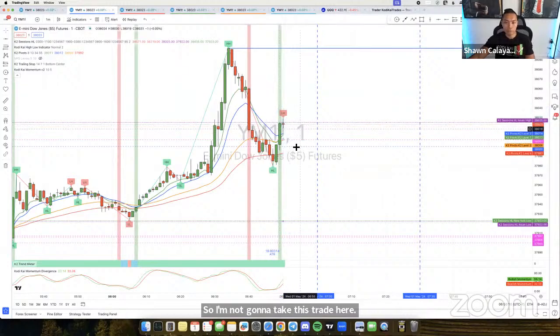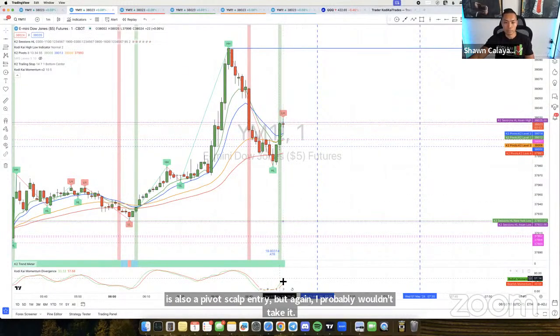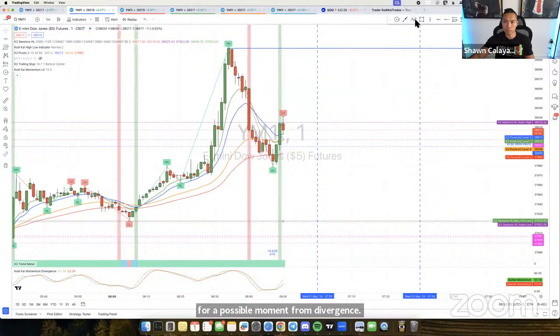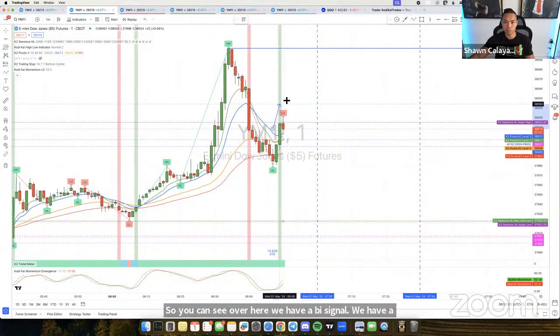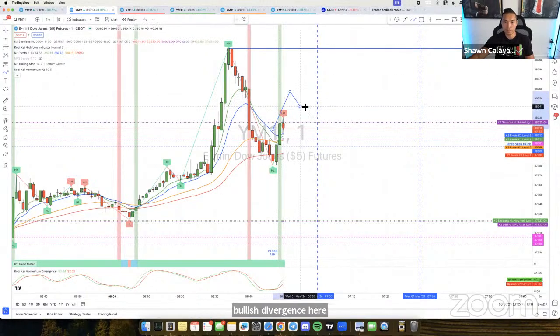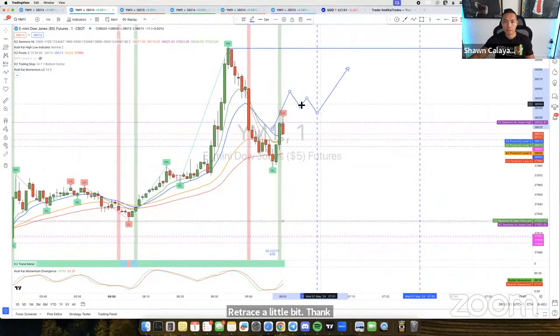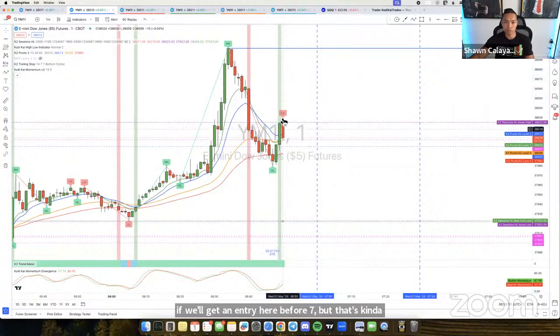What I'll be looking for here, though, is a possible momentum divergence. You can see over here we have a buy signal and a bullish divergence. What I'm looking for next is for price to push up a little bit, retrace a little bit, and then come back up. I don't know if we'll get an entry here before 7, but that's what I'm looking for. So there's no BB3 continuation here.